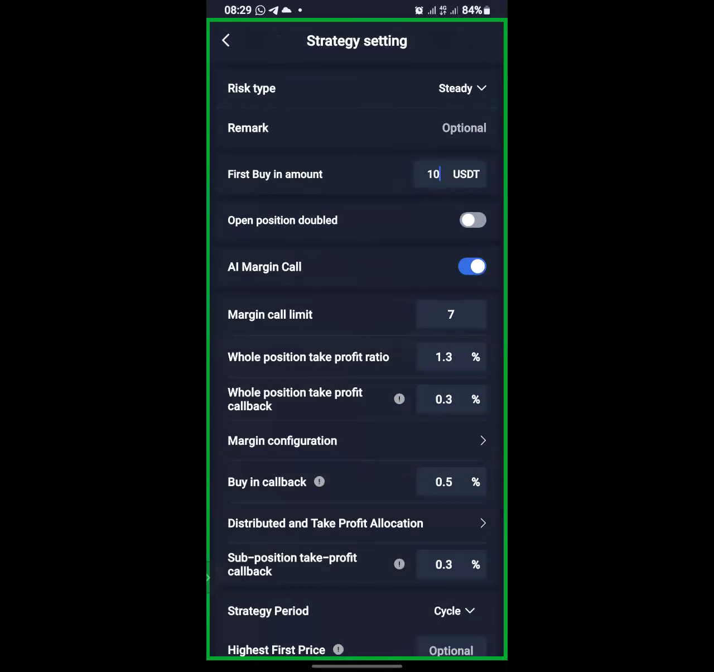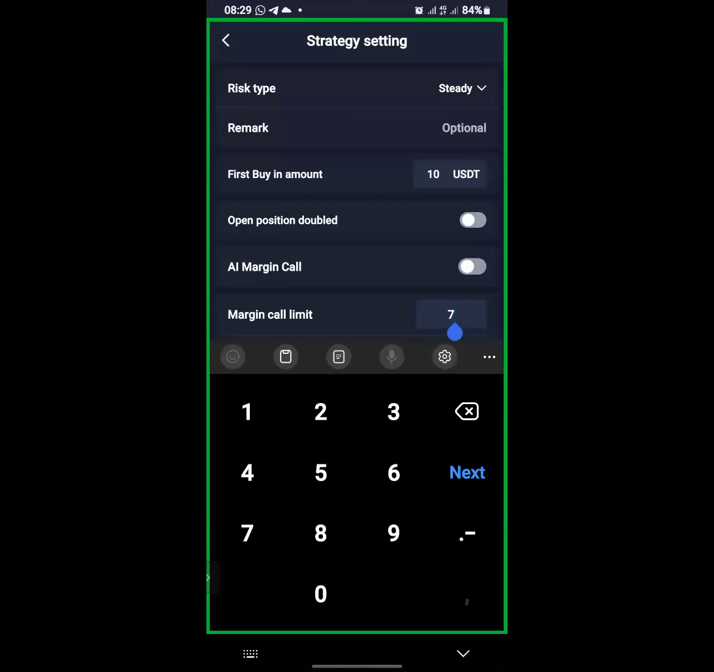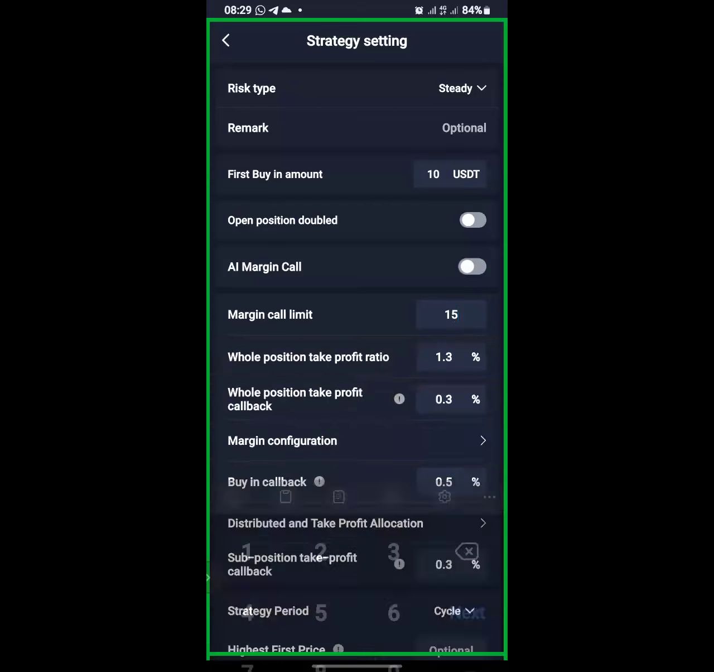Then open position doubled is always off and the AI margin call. So I always use a range of 15 margin calls to 30 margin calls, according to your capital. So we are going to use 15 margin calls.